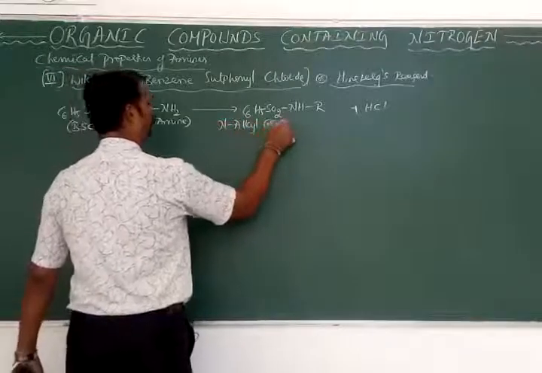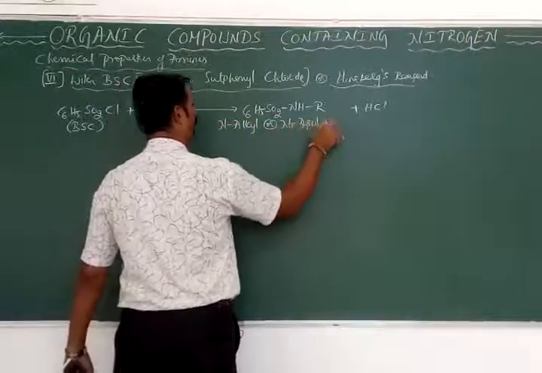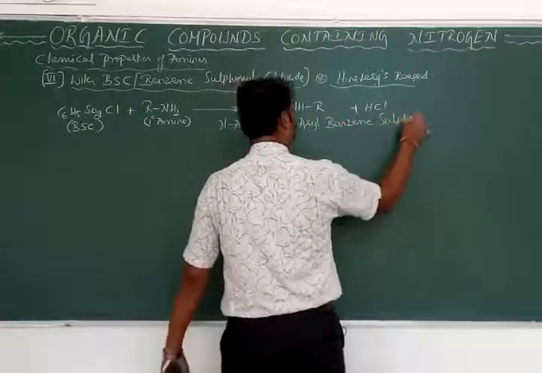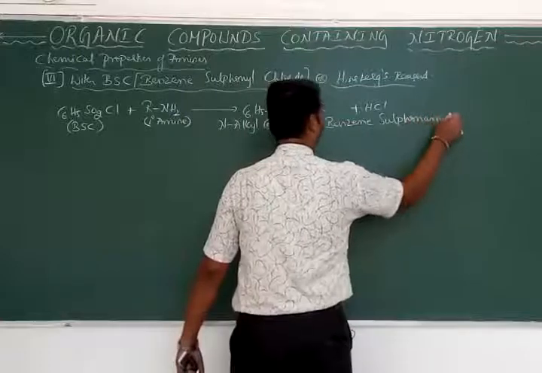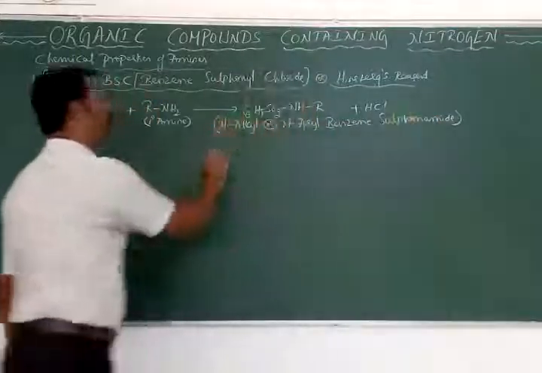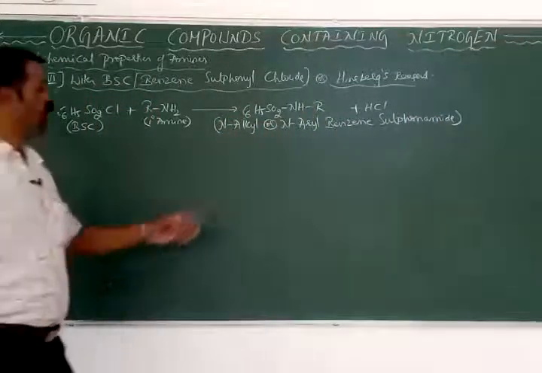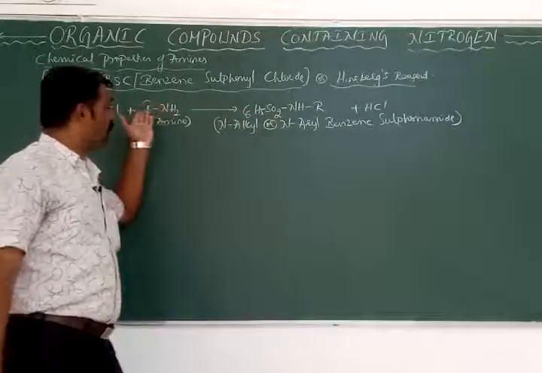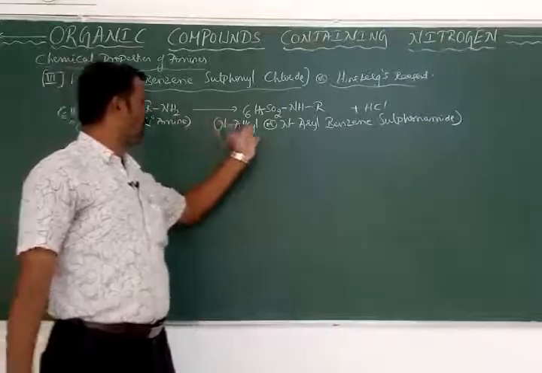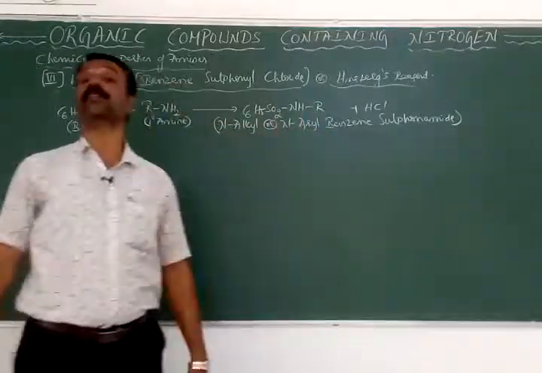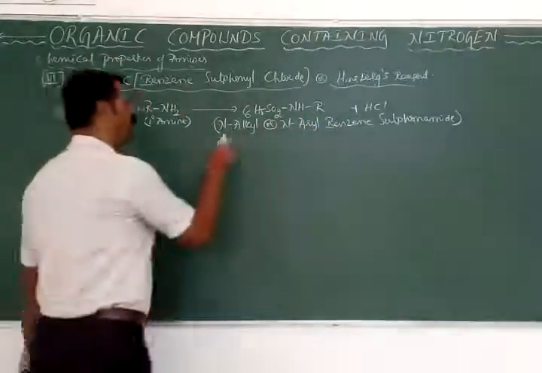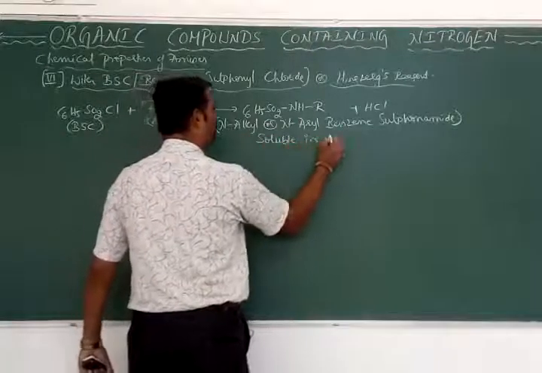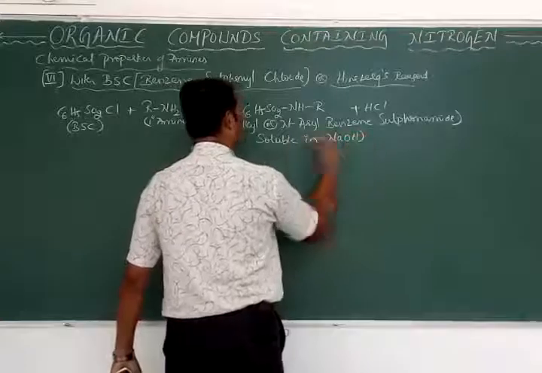The name of this one is N-alkyl or N-aryl benzene sulfonamide. The name of that product is, if I choose alkyl, then it is called N-alkyl. If I choose R is equal to C6H5, that is aryl. Therefore, it is called N-alkyl or N-aryl benzene sulfonamide, which is soluble in NaOH.